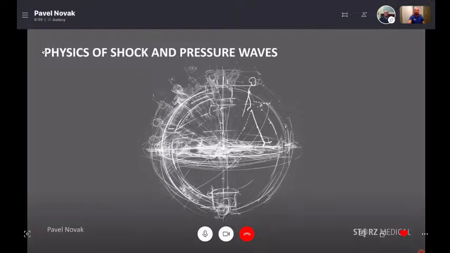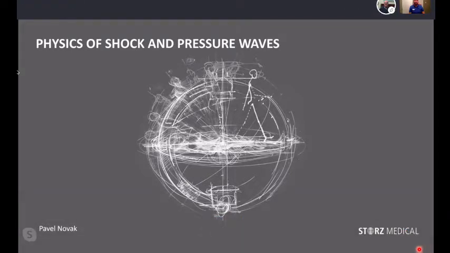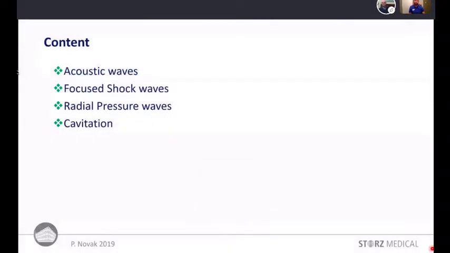Ladies and gentlemen, it's a pleasure for me to give you some detailed information on shockwave physics, including cavitation. So let's start the presentation. The content is the acoustic waves or pressure waves, focused shock waves, radial pressure or shock waves, and cavitation.